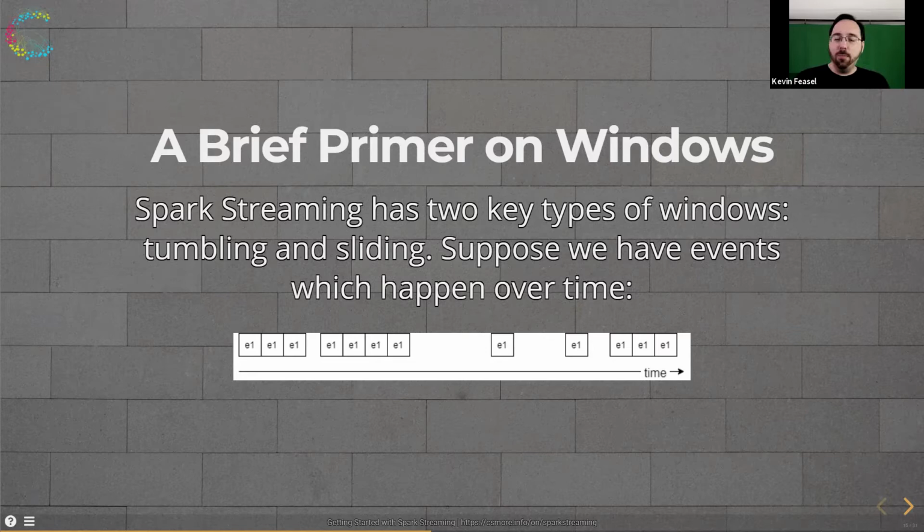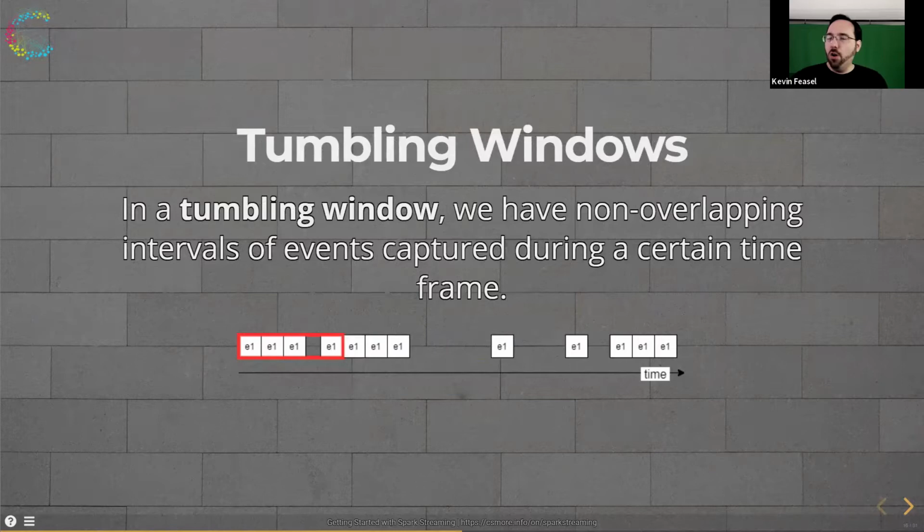So let's say I have a stream of events over time. They're on the screen here. Everything that's marked E1 is an event that happens over time. The first type of window I want to talk about is a tumbling window. The idea with this tumbling window is we have non-overlapping intervals of events. So we can see the different colors represent different windows, and the beginning of one window is the end of the prior window. So we have no overlap in events, ideally.